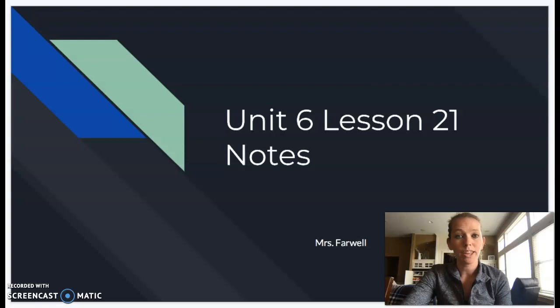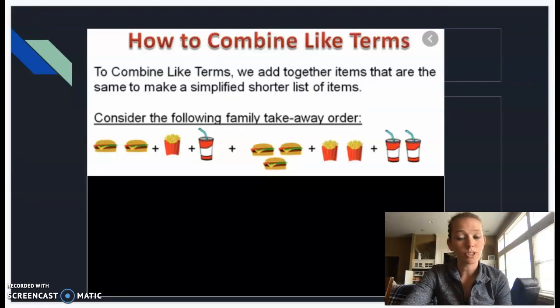So if we think about just a normal question, like here we have a family that's ordering from a fast food place that you can see here. They are getting 2 cheeseburgers, then they're ordering fries, then a drink, and then they want 3 more cheeseburgers, 2 more fries, and 2 more drinks. And we're going to think, okay, how is this going to actually appear on the receipt? It's not going to be written out like this.